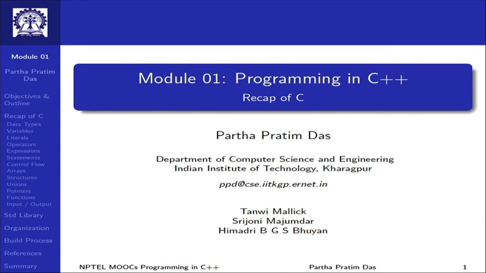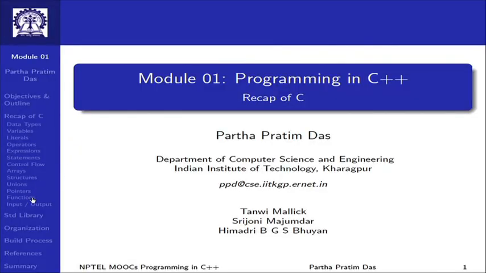We will continue on module 01, recapitulation of C. This is the third part. In the first two parts we have talked about the data types, variables, expressions, statements, and in the second part we have talked about different derived types: arrays, structure, union and pointer. In this part we will start with the basic modular concept of C, which is functions.